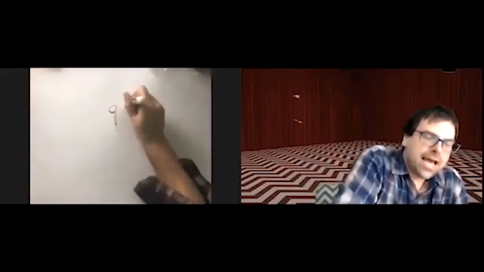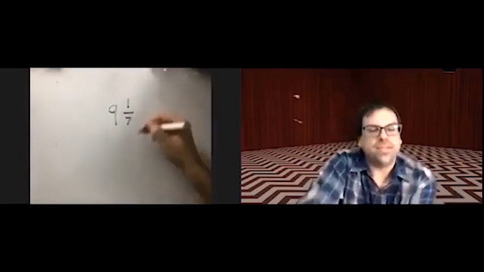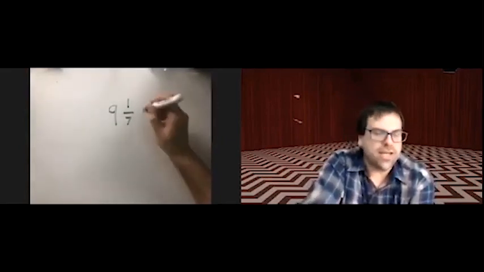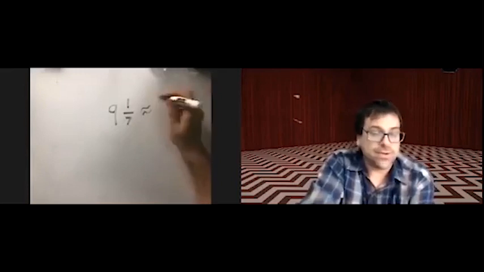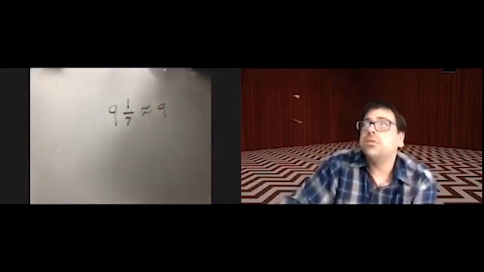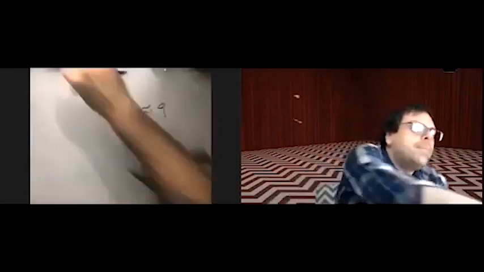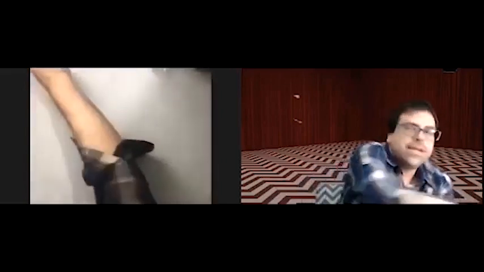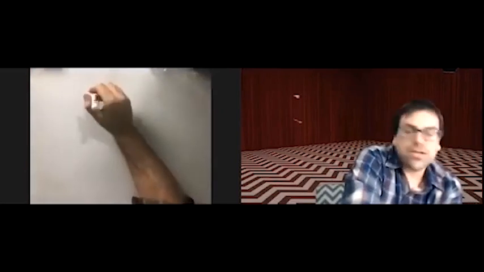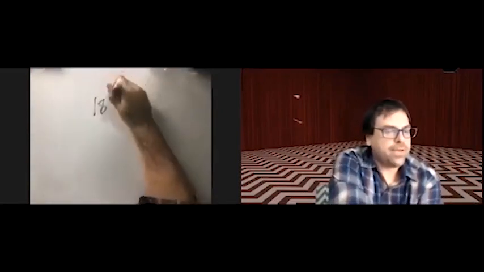Meanwhile, something like 9 and 1/7, the halfway point for 7 would be between 3/7 and 4/7. 1/7 is definitely below that. So to the nearest whole number, 9 and 1/7 would round down to 9. What about when we have bigger numbers in the fraction part? We just need to pay closer attention to what the halfway point would be.